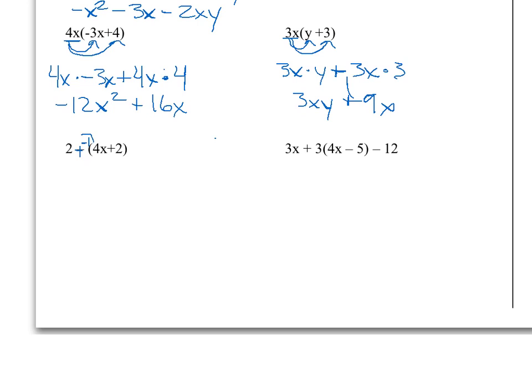So I'm going to take this new negative 1 that was created after that leave, change, switch, and I'm going to distribute it in. Now what's happening with this 2 over here while I'm doing this distribution? Nothing, it's just hanging out. All right, so 2 plus negative 1 times 4x. So that's going to be a negative 4x plus a negative 1 times 2. Say negative 2.